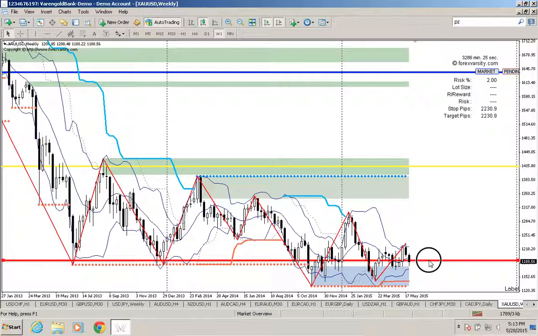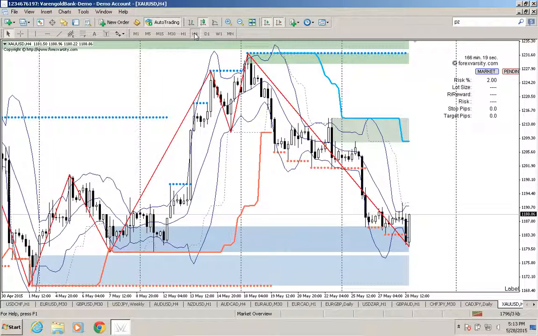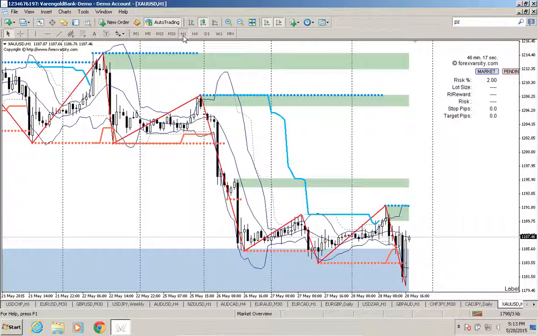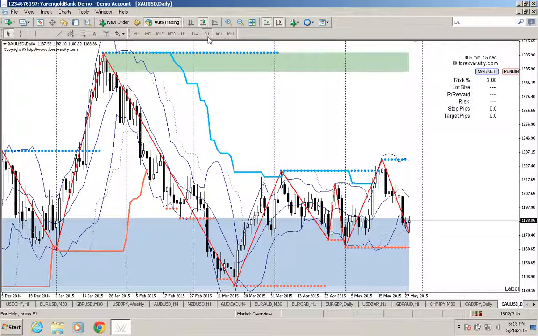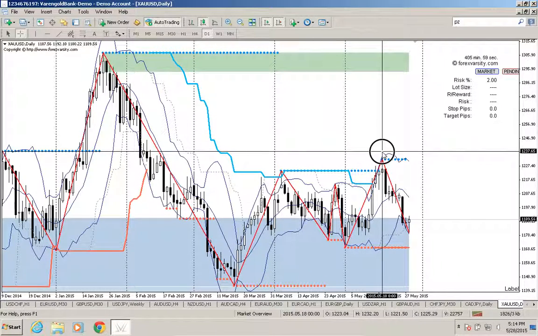The gold, on a daily chart, didn't make a high or low since the last high it made on the 18th. It's a shooting star on the gold daily chart.